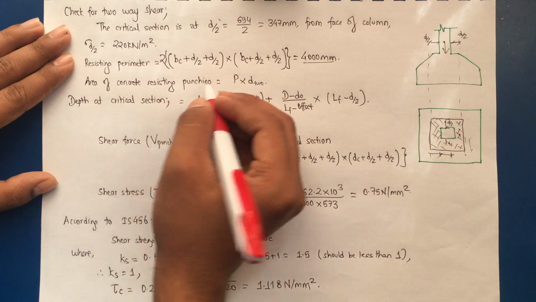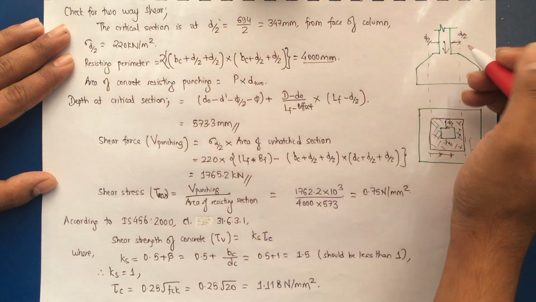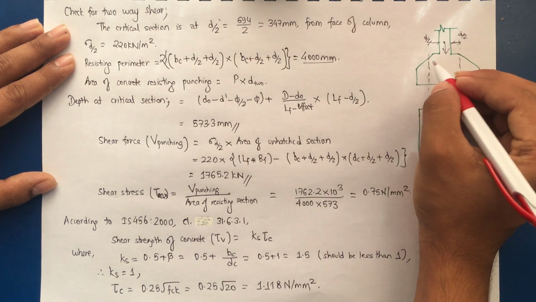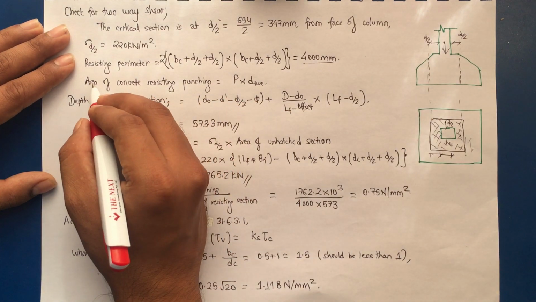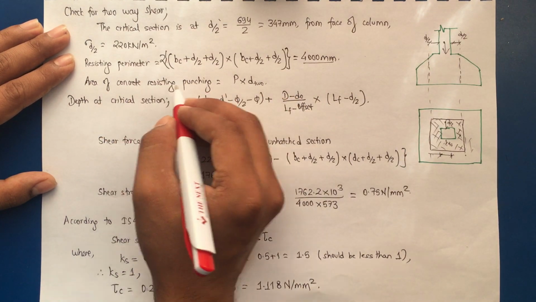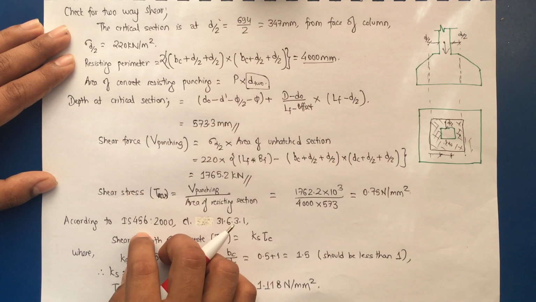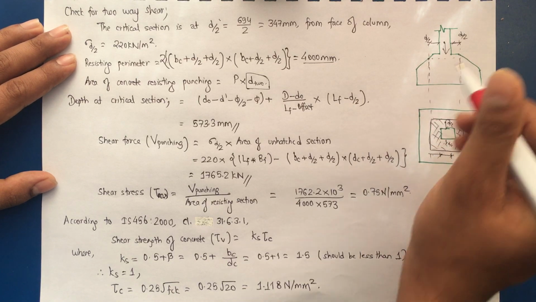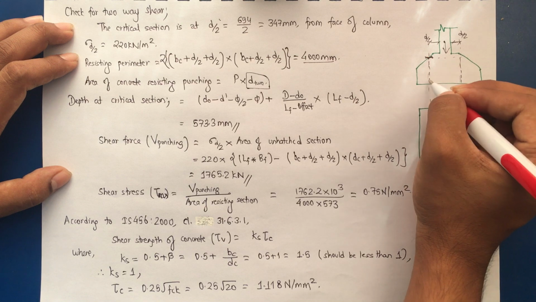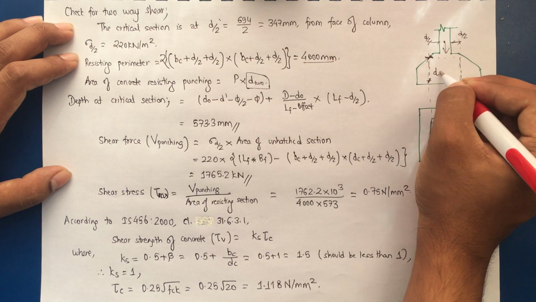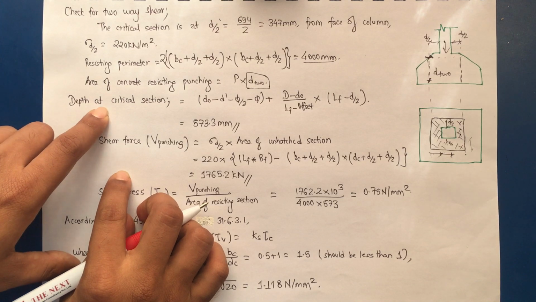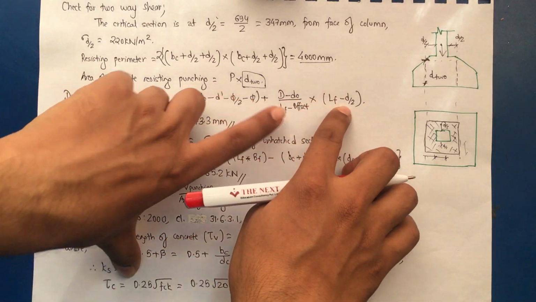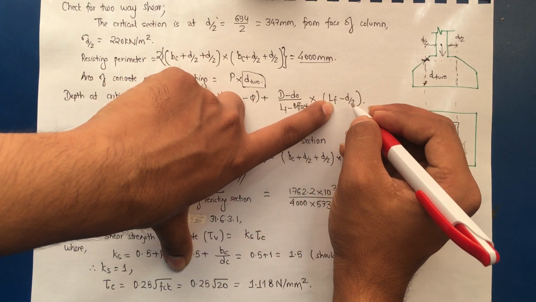Similarly, now the area of concrete resisting punching is this much portion. For this we have to find the depth resisting two-way shear, that is at a distance d by 2. So the depth at distance d by 2 has to be computed. This is the effective depth for two-way shear, and it is nothing but again the same concept of using the triangular rule. Only the difference will be we have to subtract d by 2 instead of d.